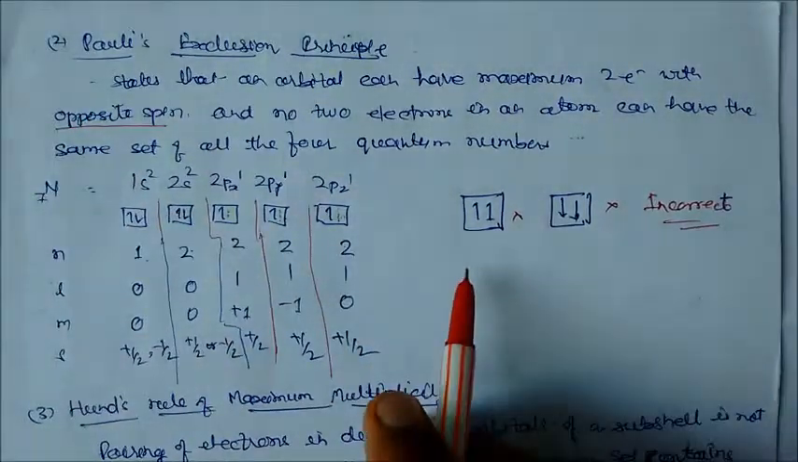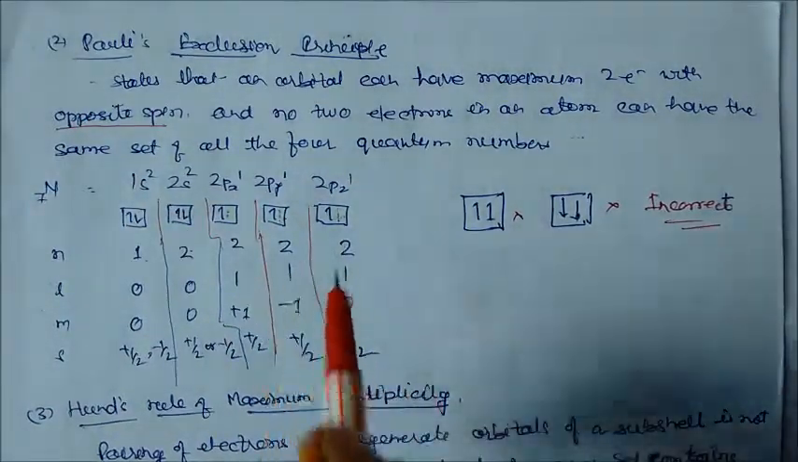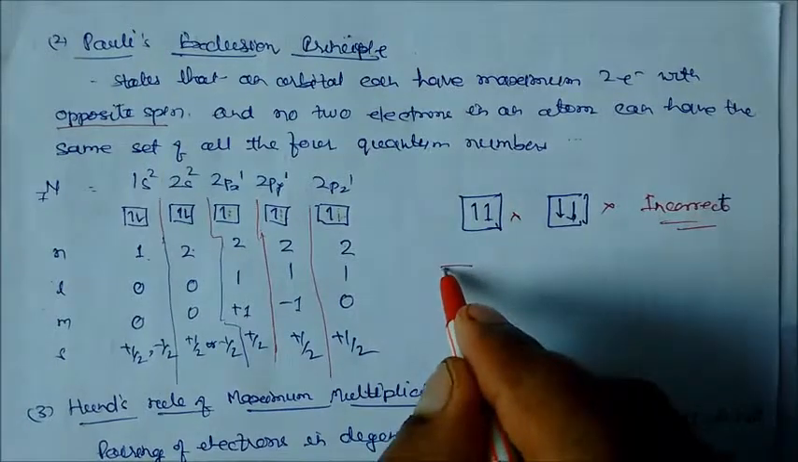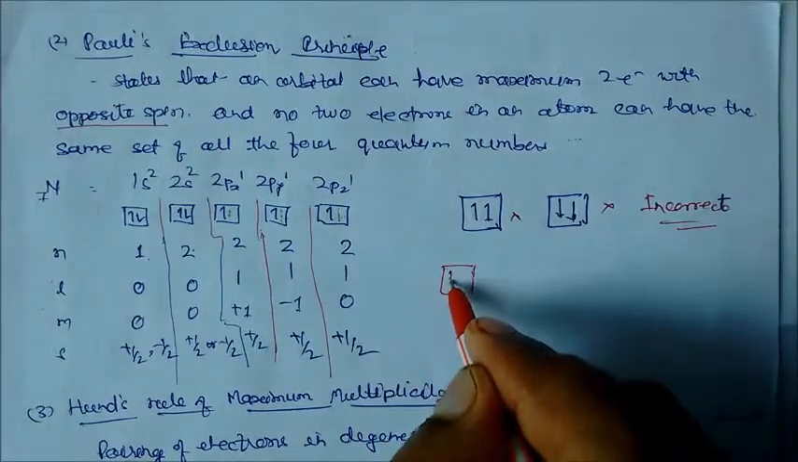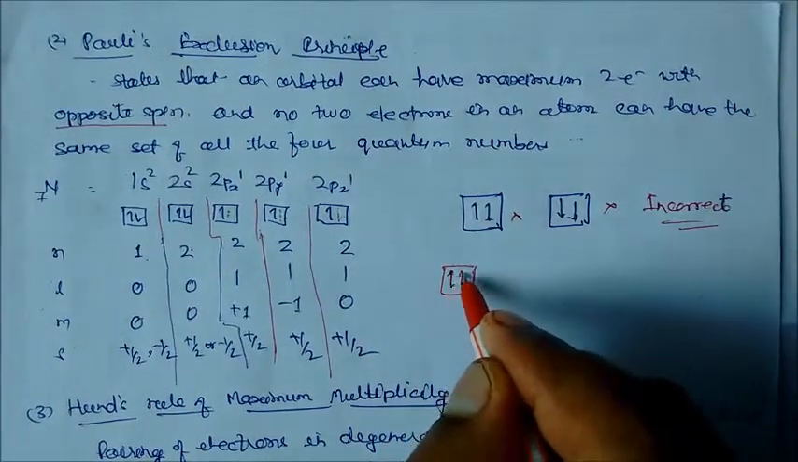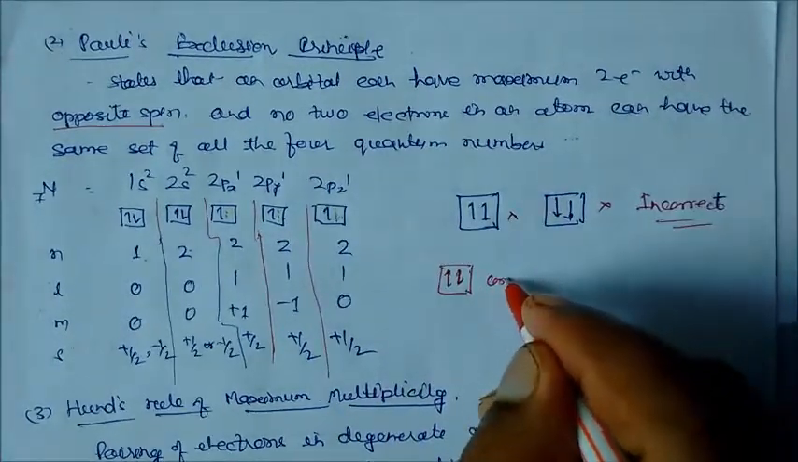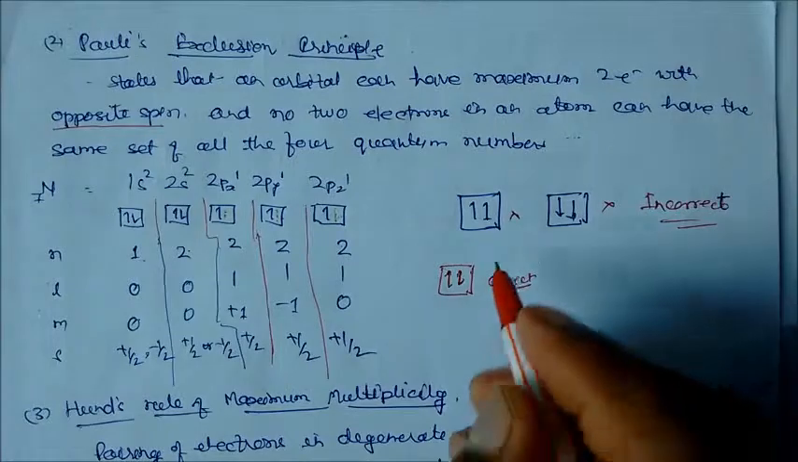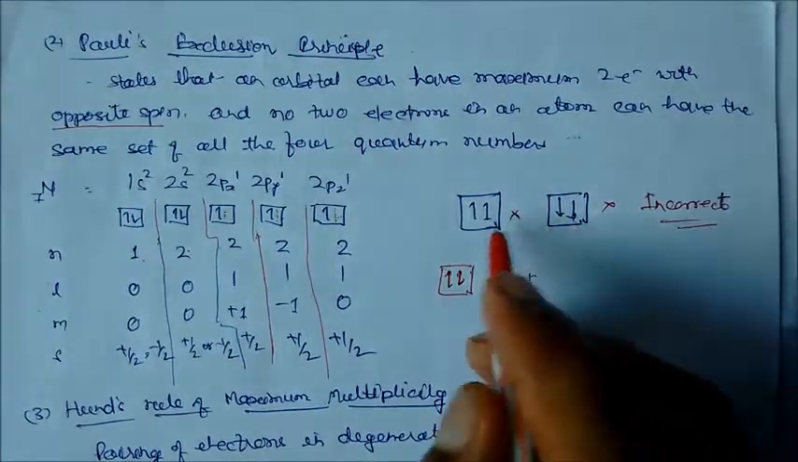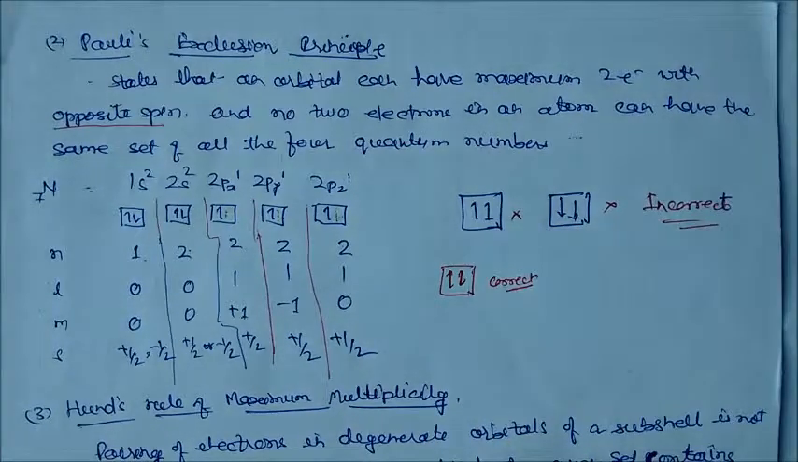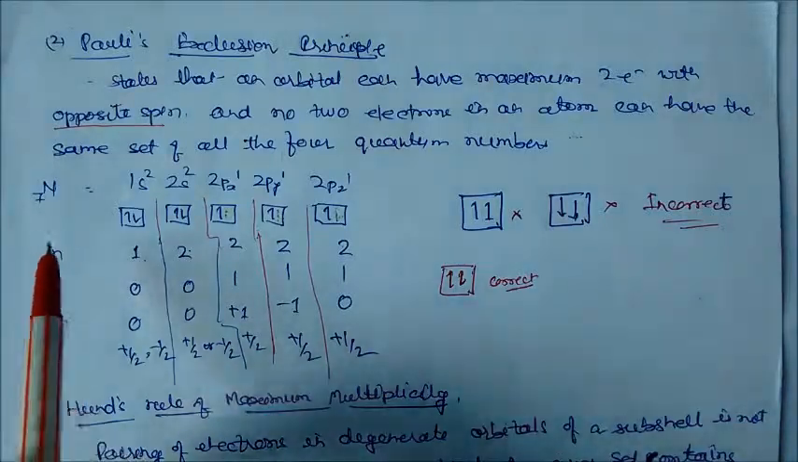So we can see this diagram. Opposite spin, we have seen it. Opposite spin means, suppose this is the square shape, so we have to write like this: one is clockwise, the other will be anti-clockwise. So this is the correct method. If you write both parallel like this, this will be an incorrect method. So this is wrong.